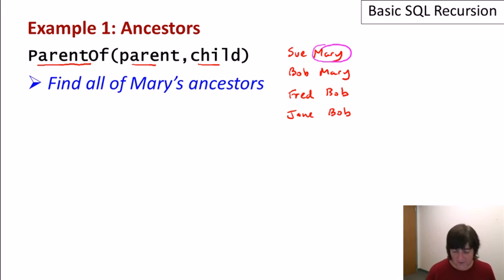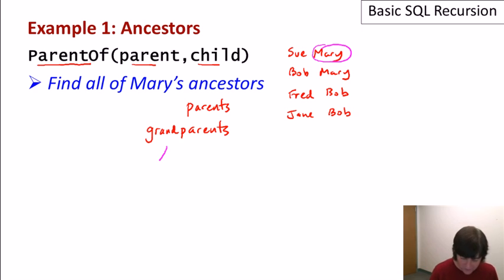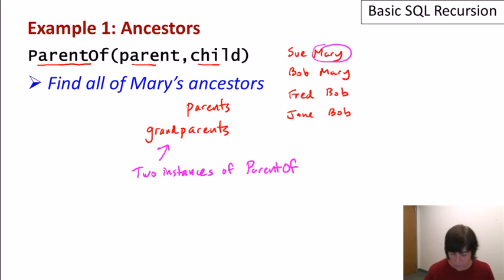We can certainly write a SQL query that finds Mary's parents. I'll let you do that as an exercise. It's very straightforward. We can even write a query to find Mary's grandparents. A query to do that, and again, I'm not going to write it here, would involve two instances of parent of, so you'd be joining parent of with itself. We wrote queries of that form when we were working with basic SQL in our videos. And we could even find the great grandparents by using, say, three instances and joining them.